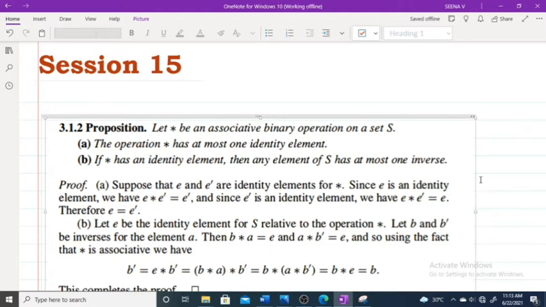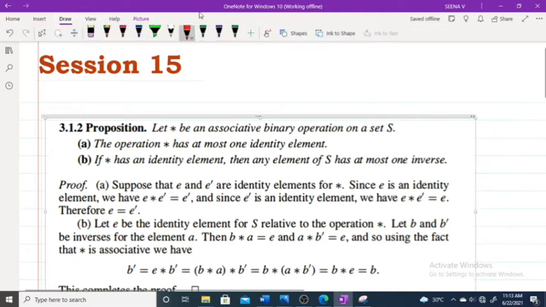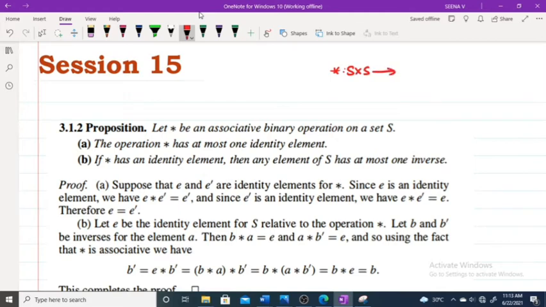Just to recall what we discussed in our last class, we discussed binary operations. What do you mean by a binary operation? A binary operation star is a function from S cross S to S. That means given any two elements a, b belonging to S, if we operate a and b, then a star b must also belong to S. And we have discussed the definition of identity element and inverse.